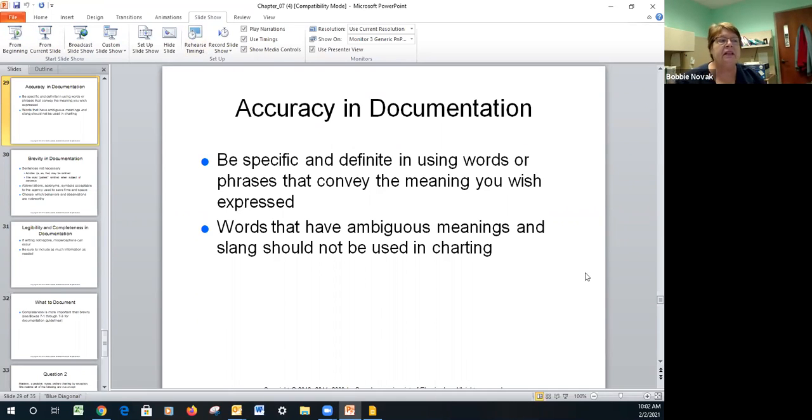Okay, so accuracy and documentation. We need to be specific and definite in the words that we use, okay? And we want to make sure what we're saying conveys the meaning you wish to express. So what do you think it means when you say tolerated well? Is that a specific phrase that you can get all kinds of information out of?